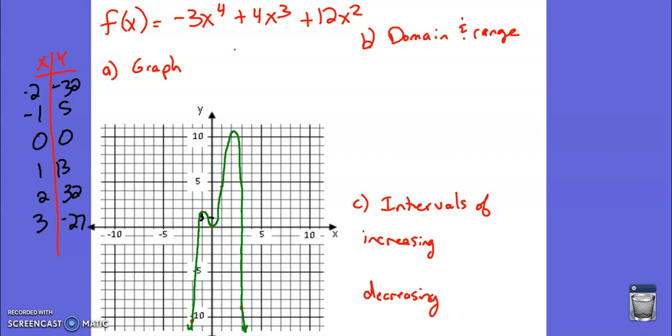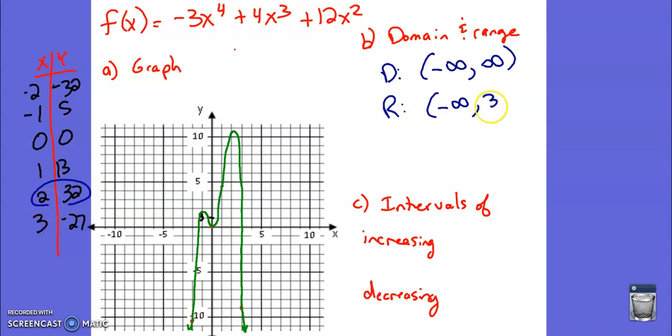Now the domain and the range. The domain is the set of numbers on the X line that I can plug in, which is all real numbers. So this is negative infinity to infinity. Now the range, notice it keeps going down forever. So the lowest point is negative infinity, but notice the highest value that it gets to, I actually found it right there. It goes all the way to 32.